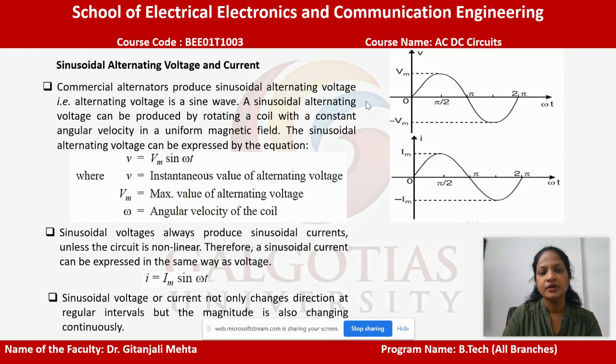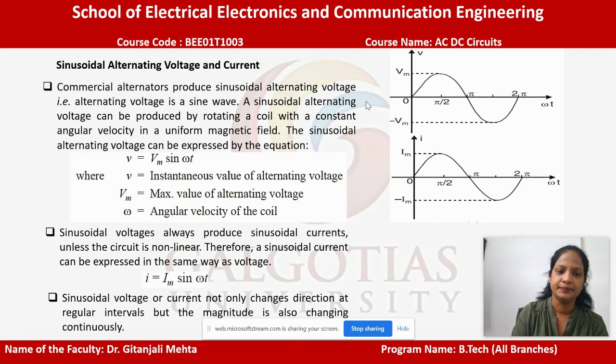Sinusoidal voltages also produce sinusoidal currents unless the circuit is non-linear. Therefore, a sinusoidal current can be expressed in the same way as voltage: i = Im sin ωt. Sinusoidal voltage or current not only changes direction at regular intervals, but the magnitude is also changing continuously.